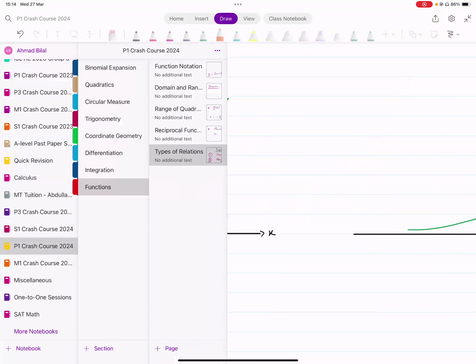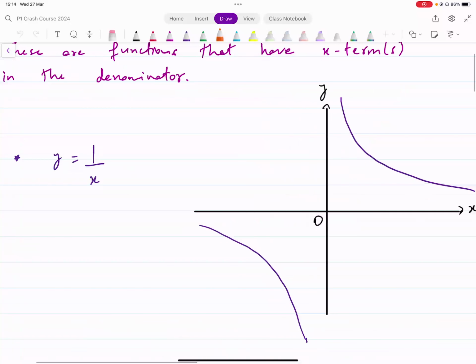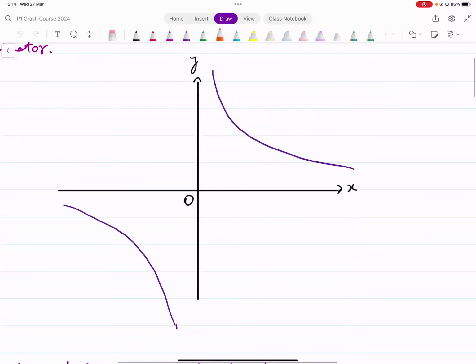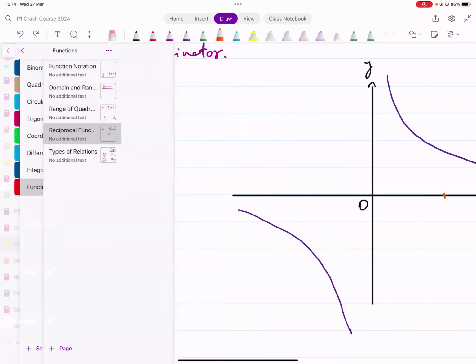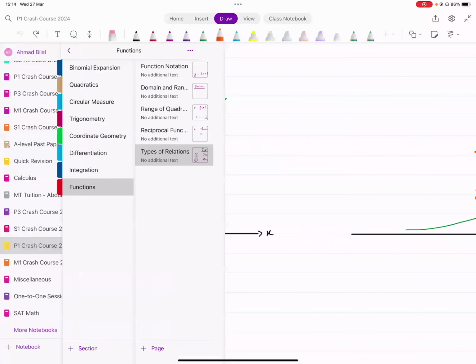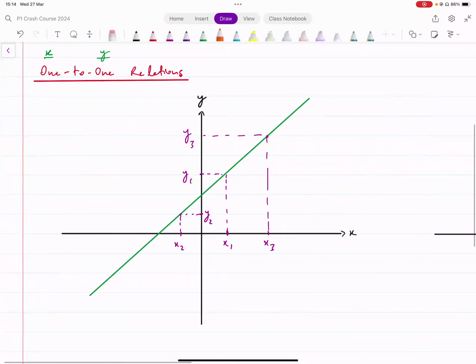And if you think about it, these reciprocal functions, these are also one-to-one functions, the ones that we've done. Here as well, for every value of x, you have only one value of y. For every value of y, you've got only one value of x. So it's one-to-one both ways. This is what one-to-one functions are: for every one value of x, you have one value of y, and for every one value of y, you have one value of x.